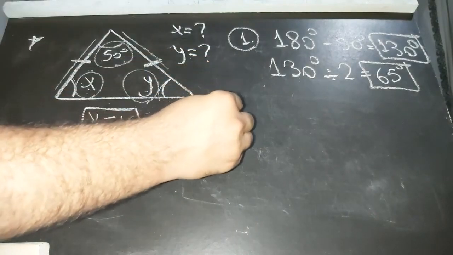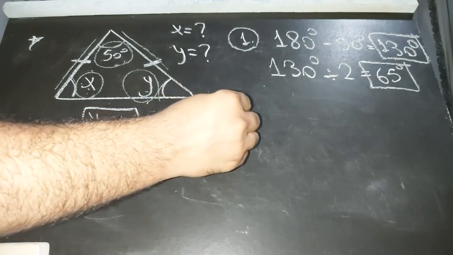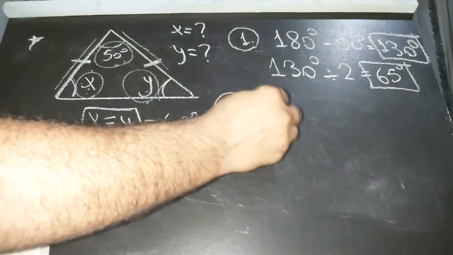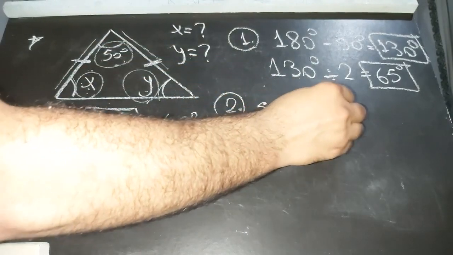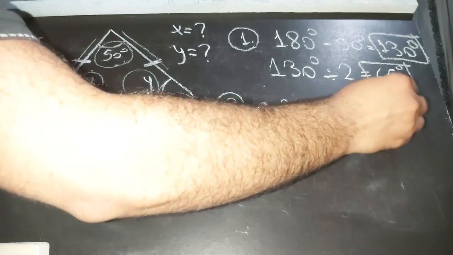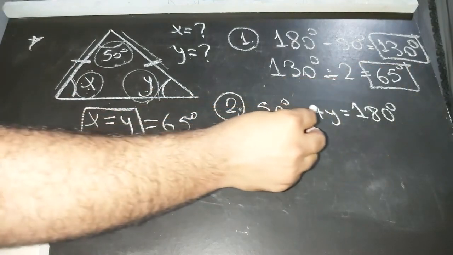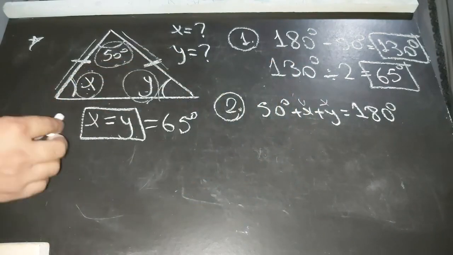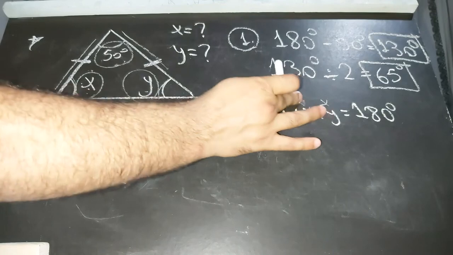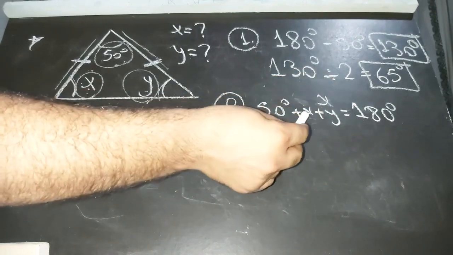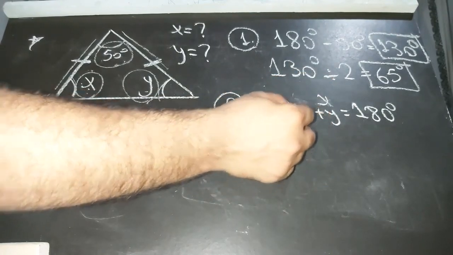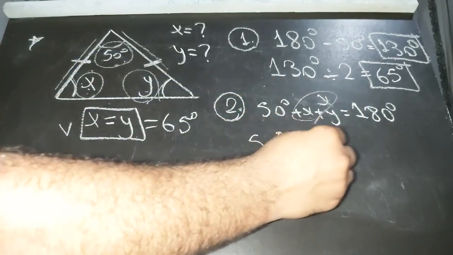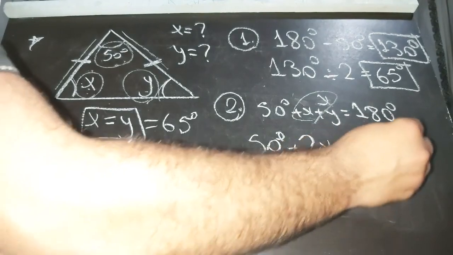The second method, I'm going to make an equation again, a one unknown equation. So 50 plus x plus y equals 180. After that, you can write x instead of y or y instead of x. It's up to you because they are the same already. Now I'm going to write x instead of y. If I write like this, I will get 50 plus 2x equals 180.